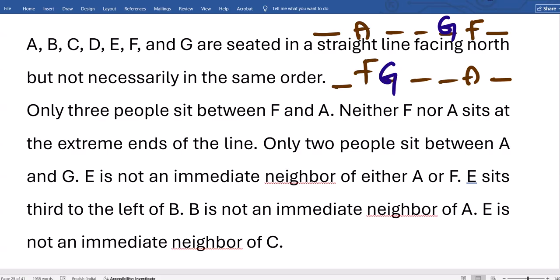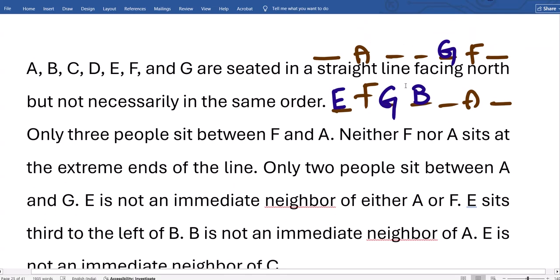Next, they gave any confirmed slots. E sits third to the left of B. B is not an immediate neighbor of A. Good point. B cannot be here or here. If B is here, E sits third to the left of B. This is one possibility. The other one is third to the left of B in the above one. See, there are two arrangements so far I got. One among that may be eliminated soon. But so far with the data, there are two possibilities. Next one.